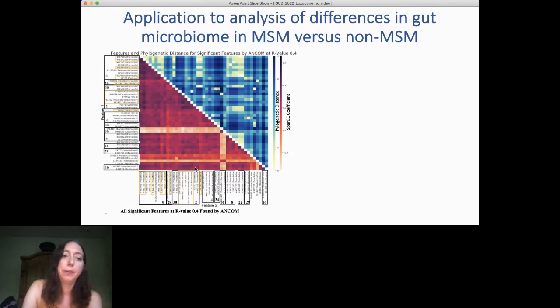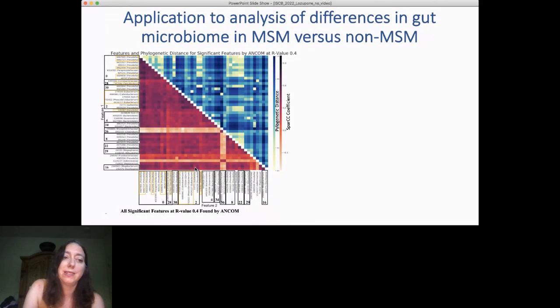In this heat map, we show everything that was statistically significant with ANCOM. The lower triangle is colored by the SparCC correlation coefficient, so darker red is more highly correlated, and the upper triangle is whether they're phylogenetically related. And then on the left and bottom panels where we have the names of the OTUs, we have a black box if they were in the same module, and the module number. And then the orange box shows the features that were significant without applying SCNIC.